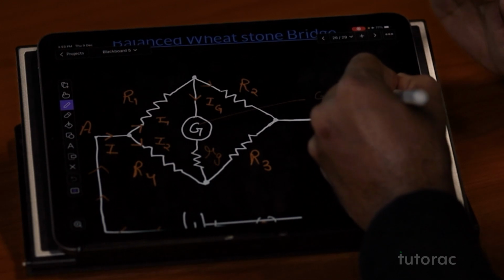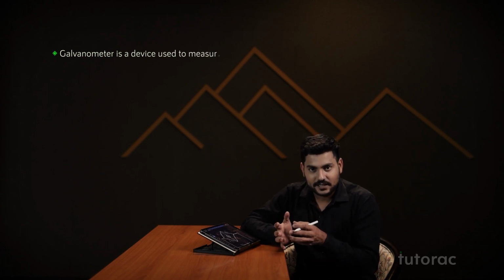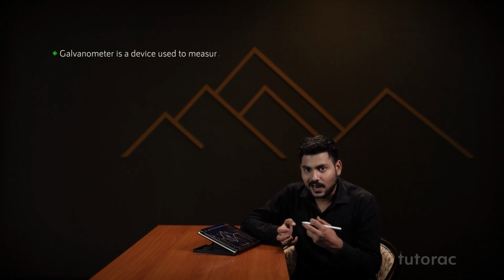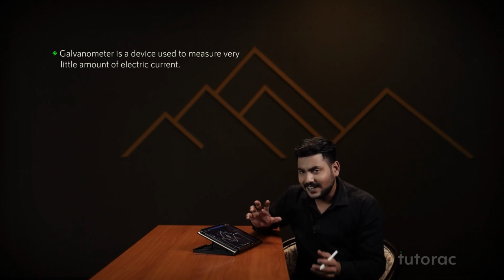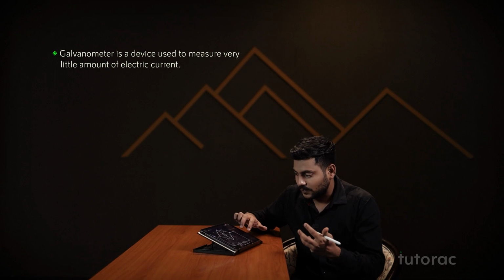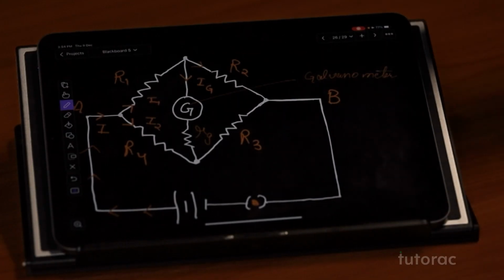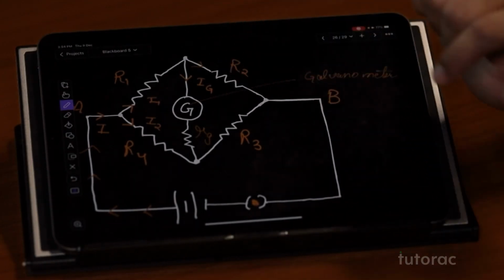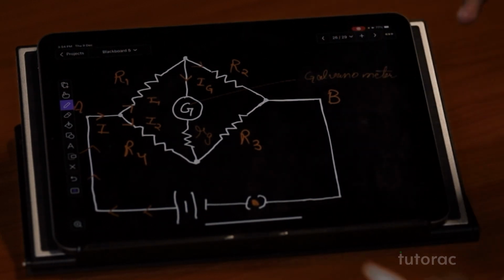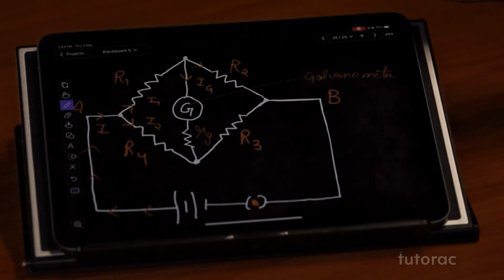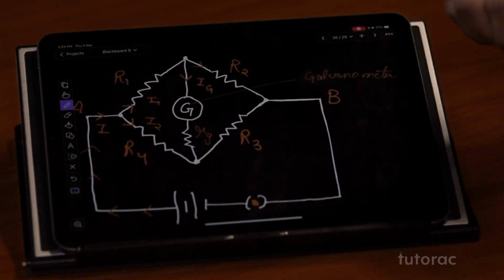Why do we use a galvanometer? Actually, galvanometer is a device that you will eventually learn in magnetism. It helps us to measure a very small amount of current. It gets deflected whenever any current flows through it. Now this is also attached with a resistance Rg. It may be the internal resistance of this galvanometer or the wire that we have inside the galvanometer. So I'm taking that resistance as Rg.